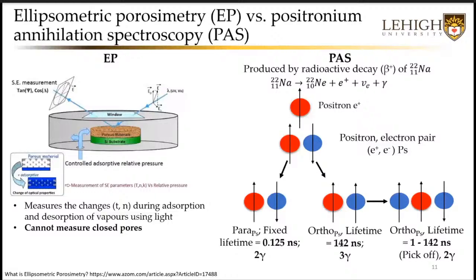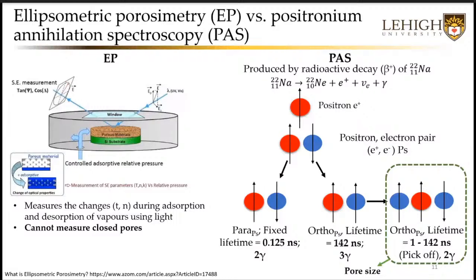By looking at the orthopositronium lifetime, you can deduce the pore size. And since this is used to determine the pore size, the orthopositronium lifetime is important. So the pick-off process, the process where it annihilates into 2 gamma photons, that's important.